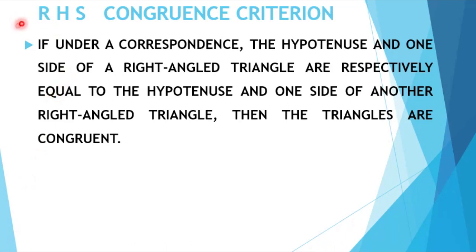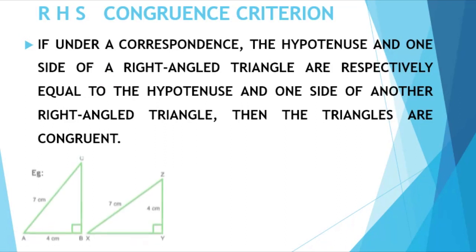That means R stands for right angle, H stands for hypotenuse, and S stands for any one of the sides, either the base or altitude. So in a right angled triangle, if the hypotenuse and any one of the sides is equal to that of another right angled triangle, then the two triangles are said to be congruent. We can see it by an example.